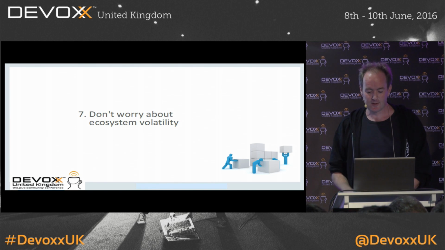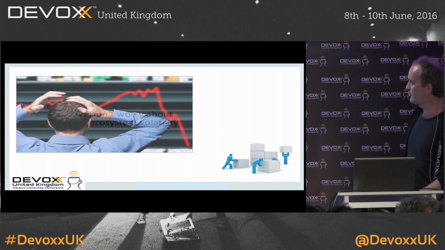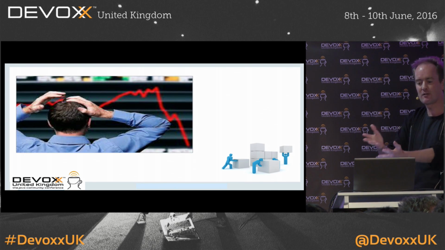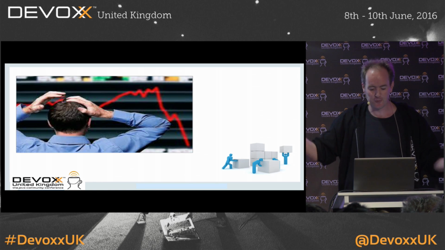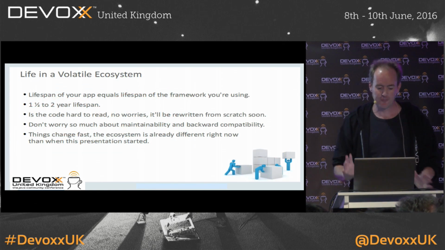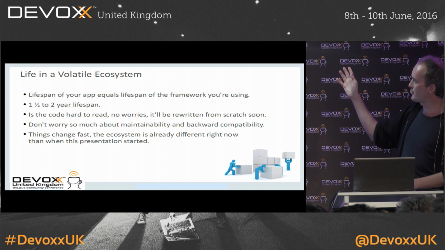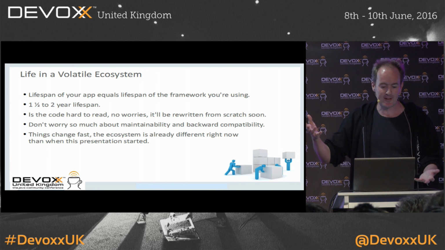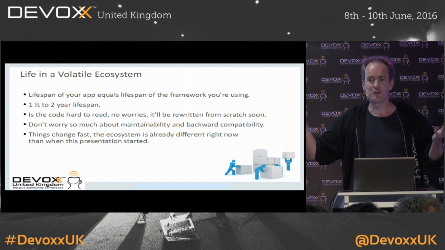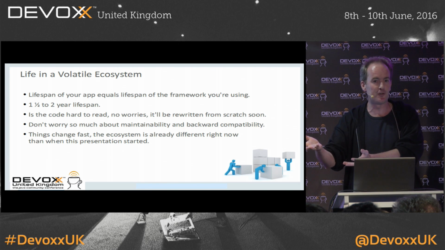Okay, and here is the big elephant in the room. Don't worry about ecosystem volatility. The kinds of applications being written here are not Defense Force large mission-critical systems. These are smallish systems. One could describe them as: the lifespan of your app equals the lifespan of the framework you're using, or the particular release of the framework you're using.